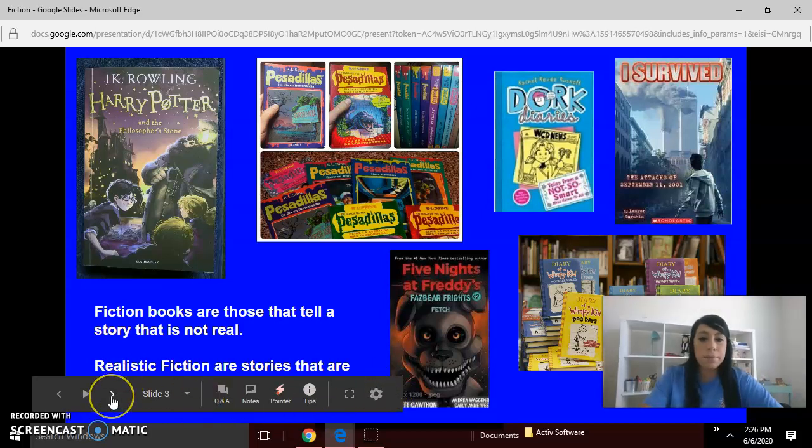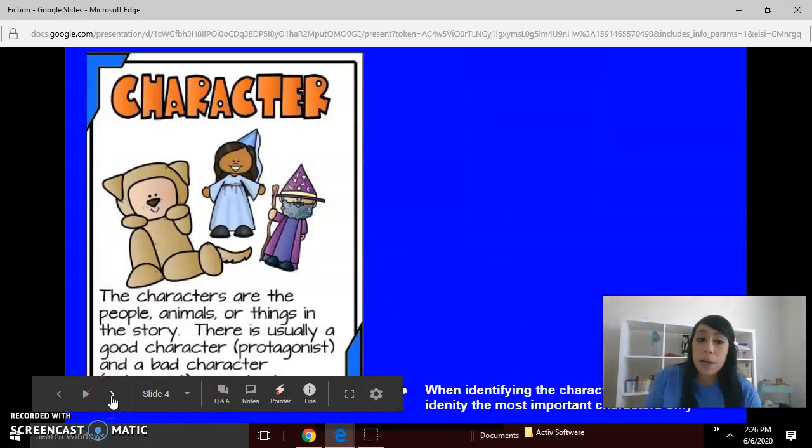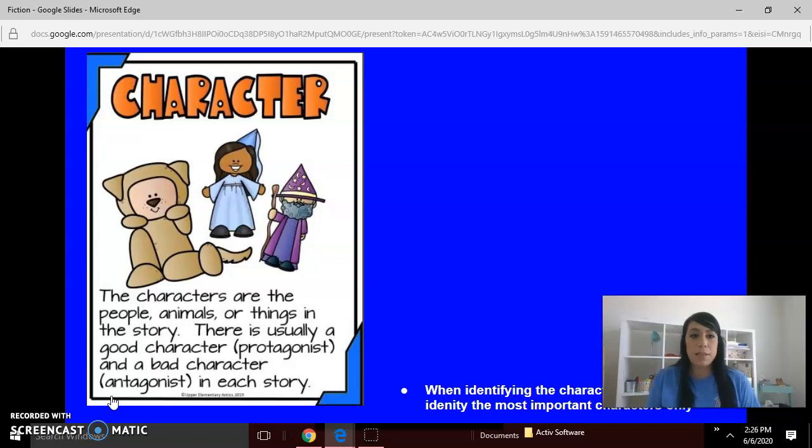Okay, let's move on. So we're going to go ahead and start with the elements of fiction, or different things that a fiction story has in it. So the first thing that a fiction story has in it is characters. Characters can either be people, animals, or things in a story. Usually in most stories we have a protagonist, which is a good character, so like the good person in the story, and then we have an antagonist, which is like the evil person in the story.